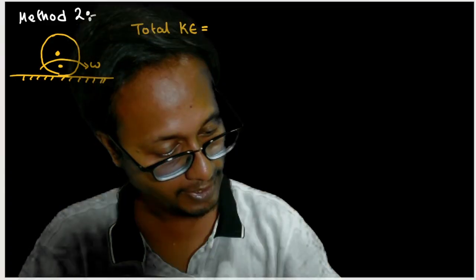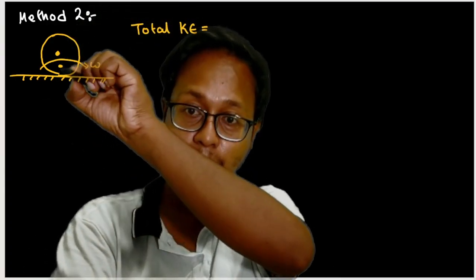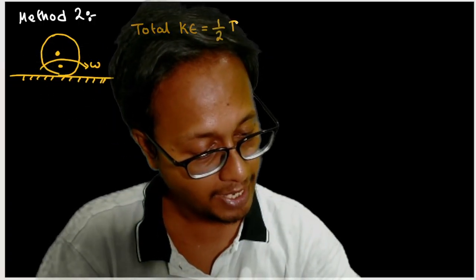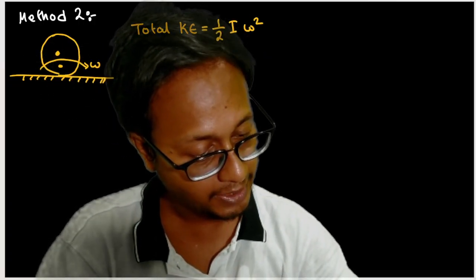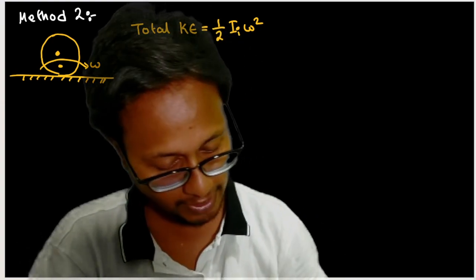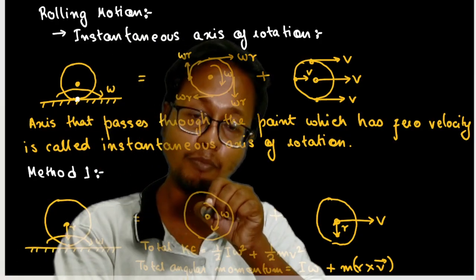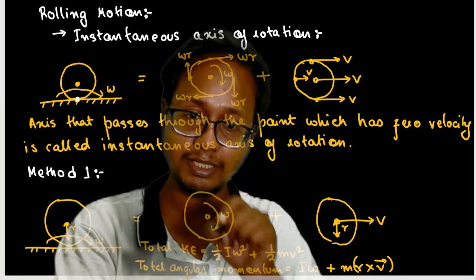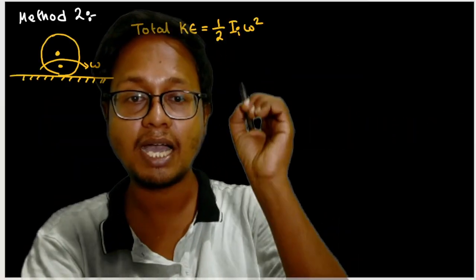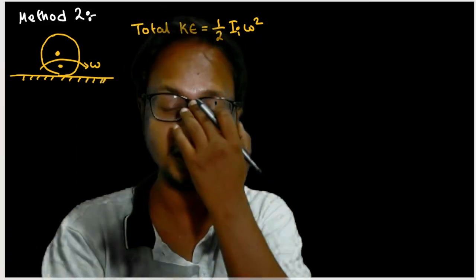Total kinetic energy is half I omega square, where I is the moment of inertia passing through the instantaneous axis of rotation. Whenever I say moment of inertia in I omega square, this I is the moment of inertia passing through the center of the disk. Whereas if I take the I out here, it is the moment of inertia passing through the instantaneous axis of rotation.